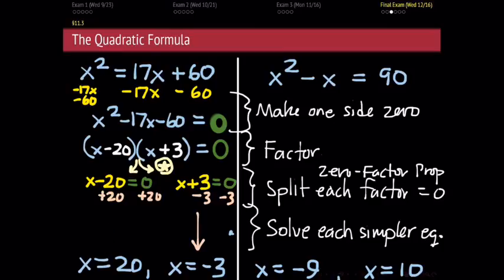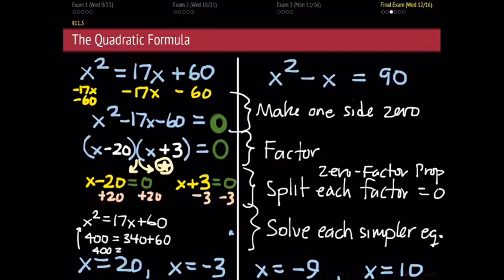So if x is equal to 20, let's go back to the original equation, x squared equals 17x plus 60. If I plug 20 into that equation, then 20 squared is 400. 17 times 20, 340, plus 60, and it works. So 20 is the solution of this equation.